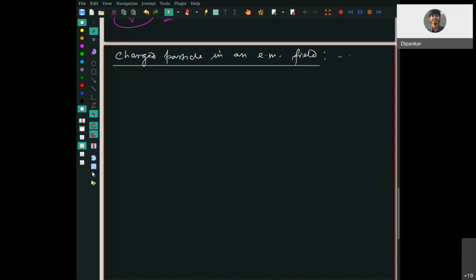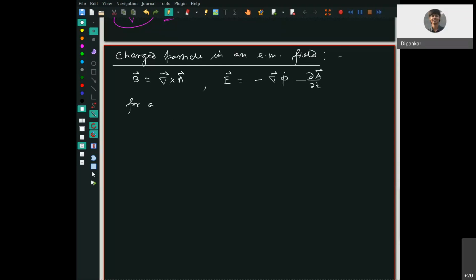So I have a magnetic field which is given by del cross A, where A is the vector potential, and I have an electric field which is given by minus grad phi minus del A del t, for a certain choice of phi and A. This phi and A are not unique, so I just say that for a certain choice of phi and A.